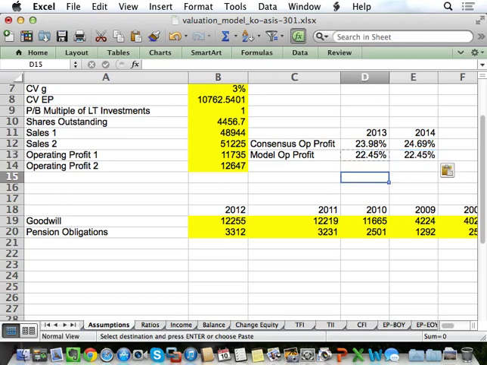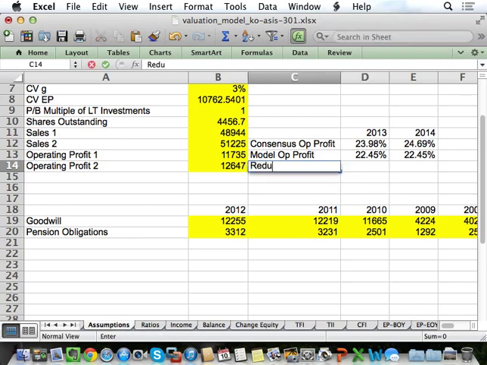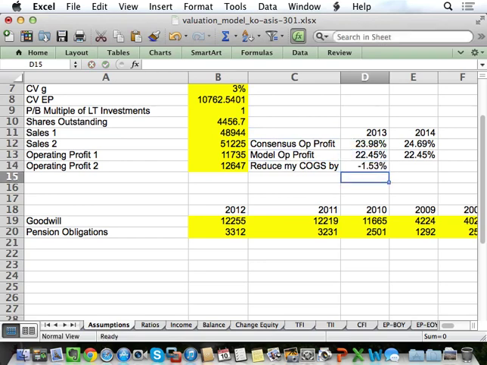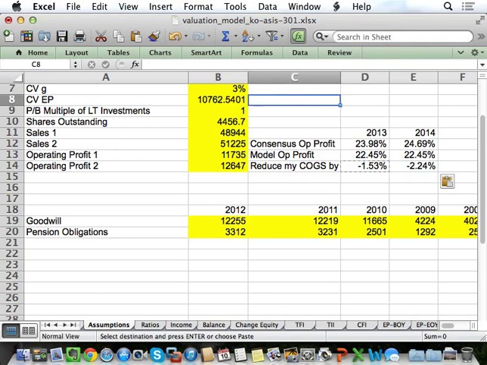Okay? So the consensus is what the analysts are predicting. The model operating profit is what's currently in my model. And I'm going to want those two to match. So in order to get those two to match, I'm going to have to reduce my cost of goods sold by, in this case, the model profit minus the consensus. If I reduce my cost of goods sold by that amount, because remember we're using cost of goods sold as the proxy to change operating margin, then my operating margins will match.